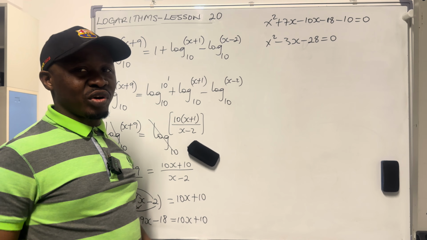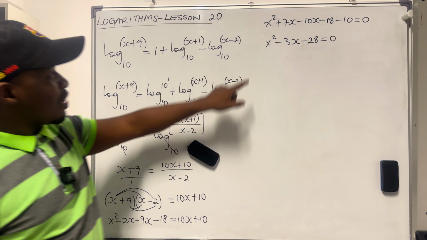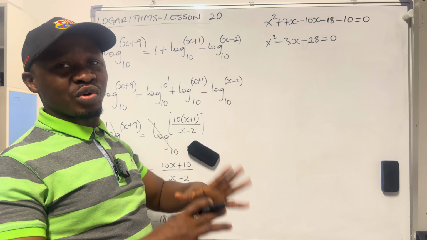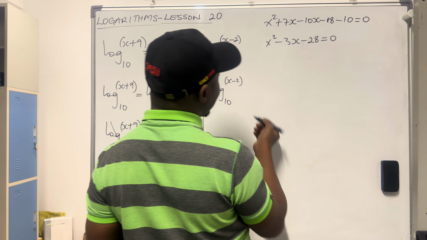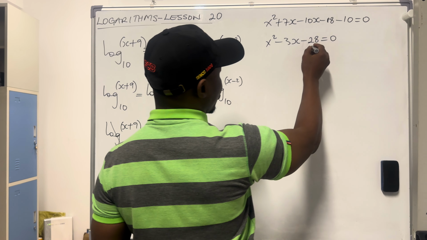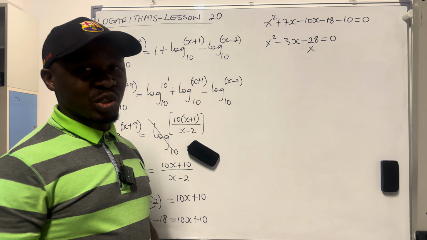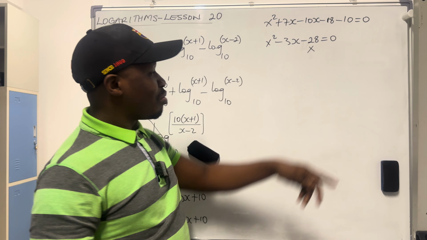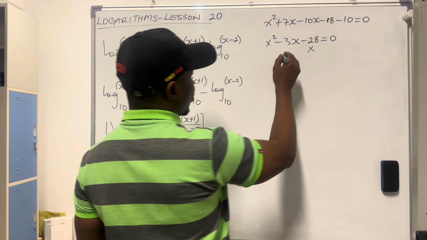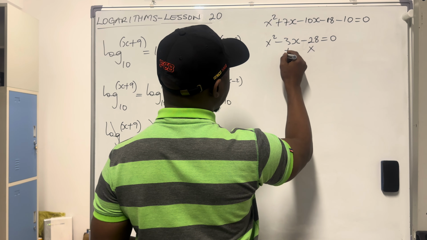Is it 1 or is it not 1? Definitely it is not 1. So that one is easy. So we simply think of two numbers we multiply to give us 28. The same numbers we multiply to give us 28 must be the same numbers we add or subtract to give us 3.